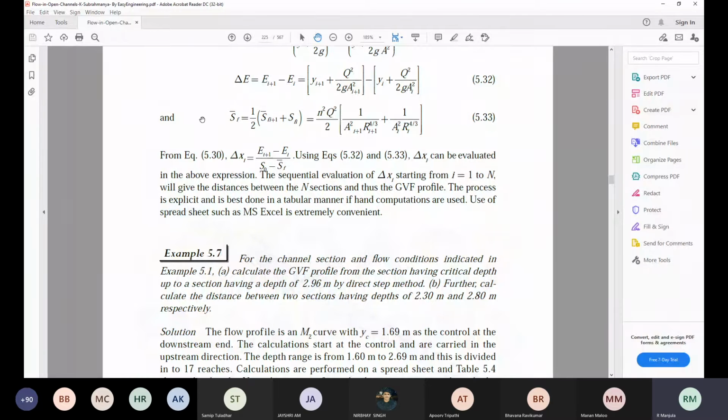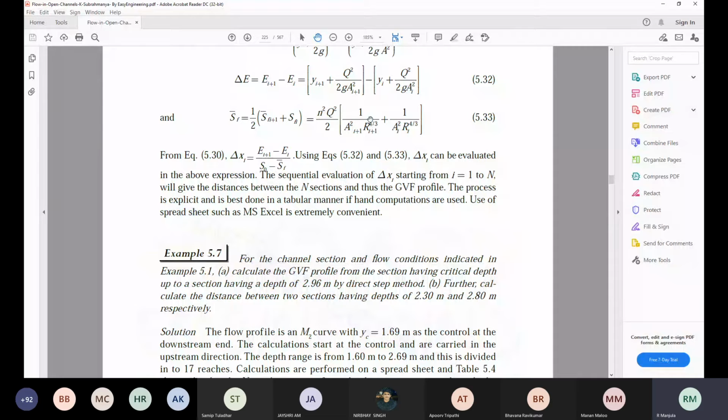Now what will be the friction slope? Friction slope SF bar is equal to 1 by 2 into SF i plus 1 plus SF i, because it is the average friction slope. And SF is nothing but n square q square divided by a square r raised to 4 by 3, when you square both sides.